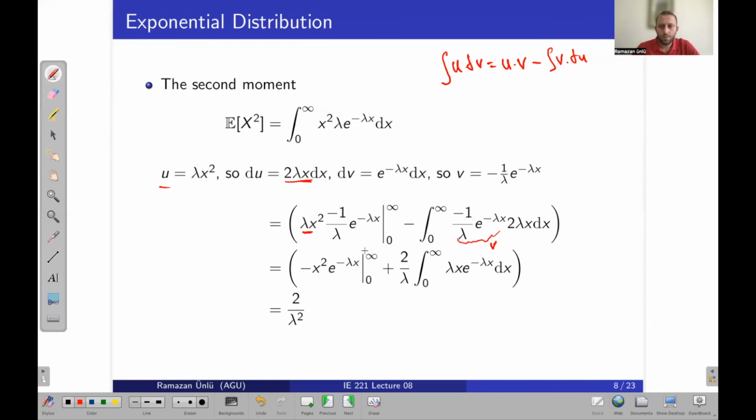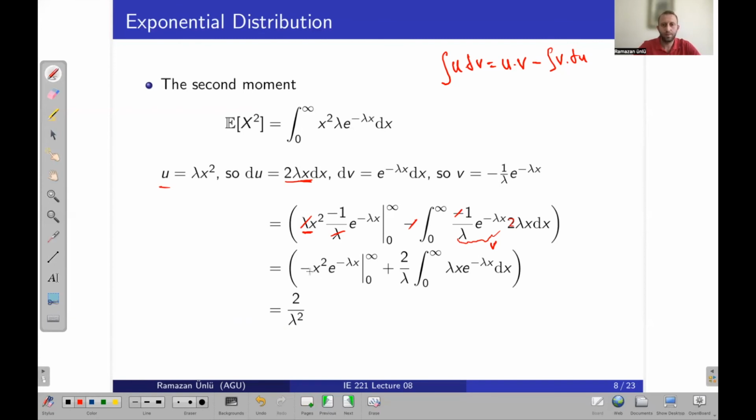Okay, let's do some cancellation here. These two lambdas will cancel each other, and I will end up with minus x squared times e to the minus lambda x, and plus. This plus will come from the multiplication of the two minus signs, and take this 2 over lambda outside of the integration. I just left 1 over lambda here on purpose, and I will explain why I did it this way.